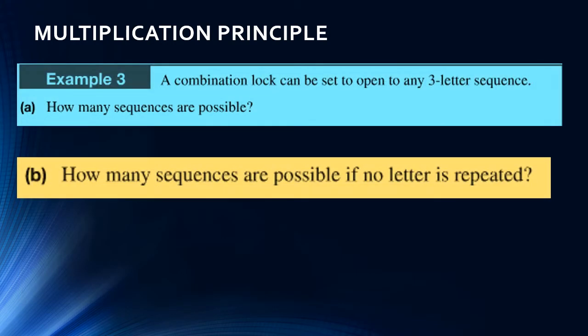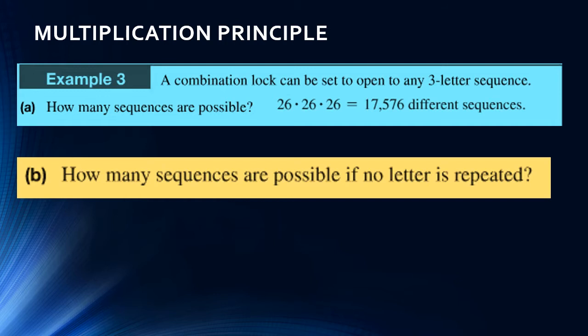Let's look at something a little more complicated. A combination lock can be set to any 3-letter sequences. Okay, so you're choosing 3 letters. How many choices do you have for the first letter? Well, we're assuming this is the American or English alphabet, so there are 26 letters in the alphabet. So I can pick 26 for the first letter. It says I can pick any 3 letters, so I can pick 26 for the second and 26 for the third. So I have over 17,000 different sequences.